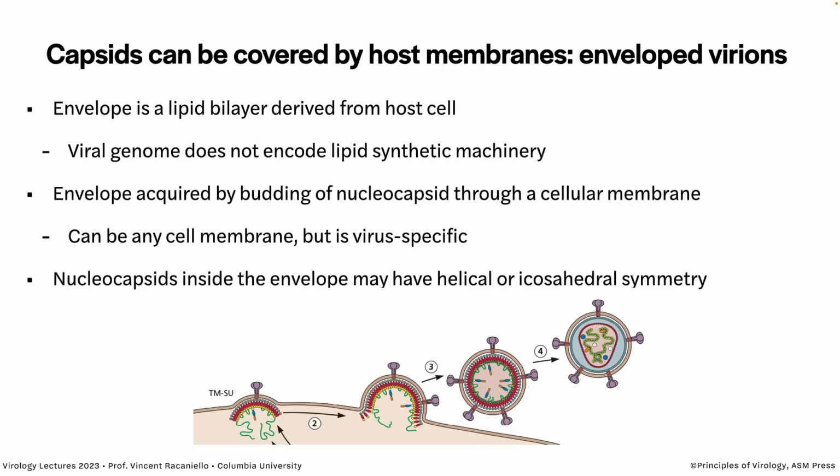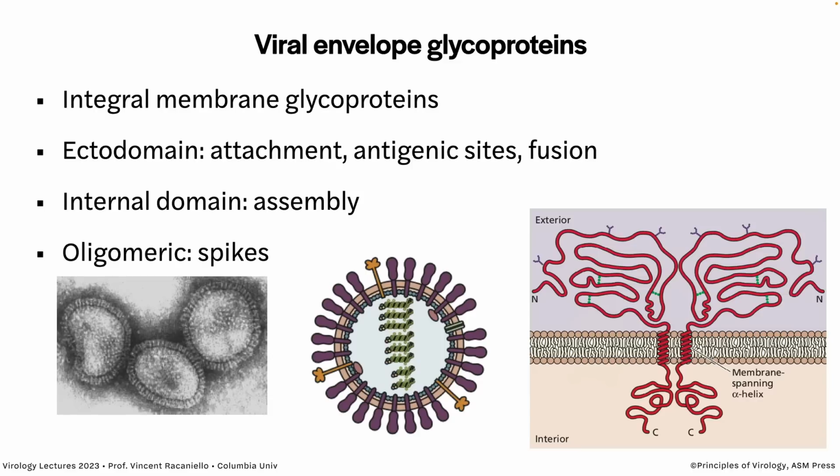For coronaviruses, they bud into intracellular compartments. Now, within the envelope, you could have an icosahedral nucleocapsid, or you could have a helical nucleocapsid. And again, because there's an envelope, whatever is inside is a substructure. So it's a nucleocapsid.